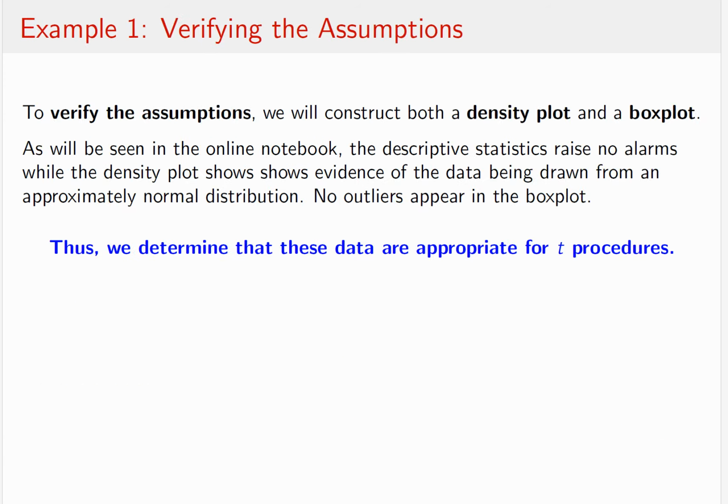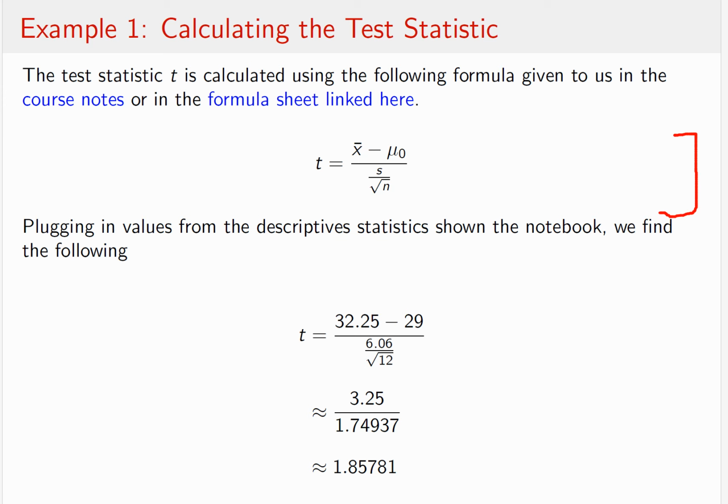Let's see if we can do that. Now, I'm going to switch to the notebook in a second. At the moment, I'll just say, hey, the data checks work out. So we end up determining that these data are appropriate for T procedures, and we'll move on. Okay, so what's going on here? By the way, I have links here, both in our course notes, and I have a formula sheet on my web page, and we use the t-table. I'm sorry, that's later when we look up. We'll look this value up in the t-table.